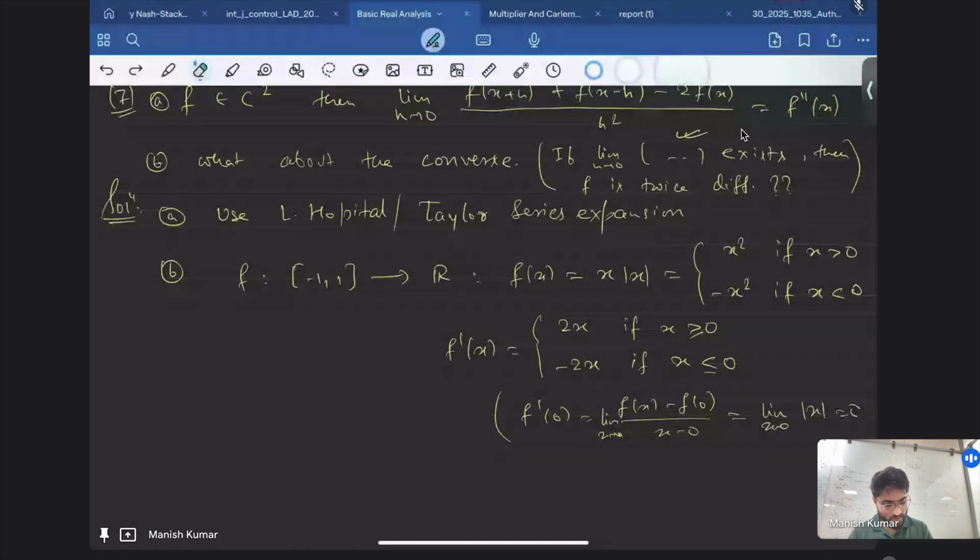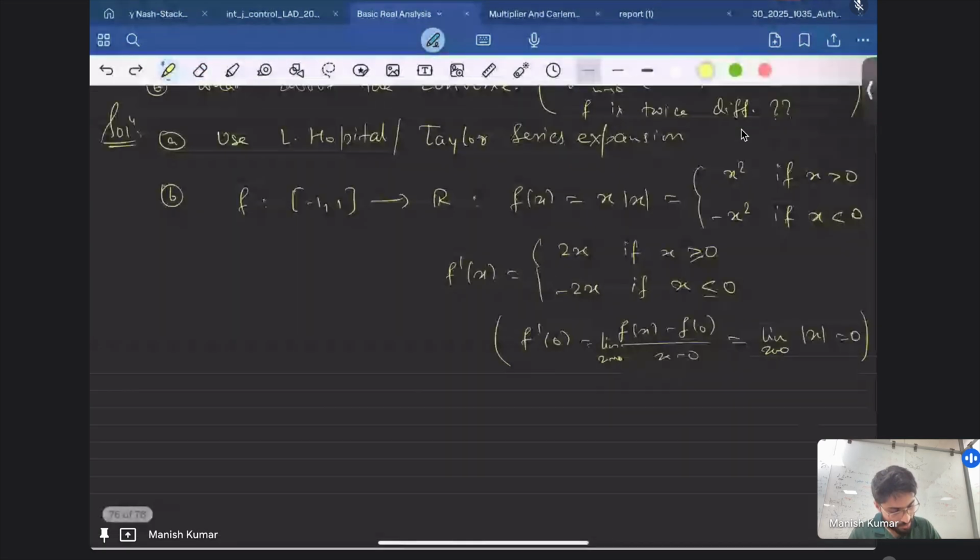But now if you go for the second derivative, this is nothing but 2 times mod x. Now this will tell you that f double prime 0 does not exist.